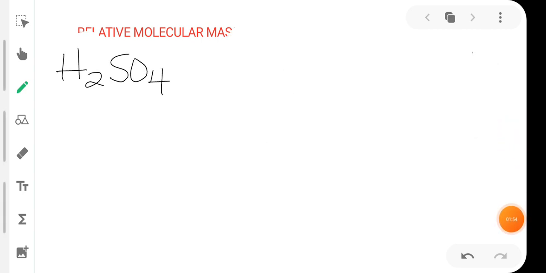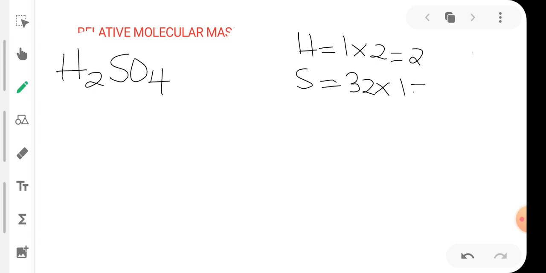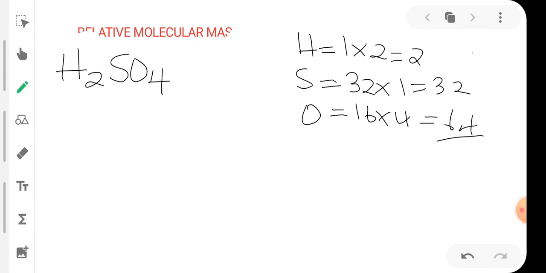What of sulfuric acid? Hydrogen on the periodic table is 1. How many are there? There are 2. So we're going to have 2. Then you have sulfur. Sulfur on the periodic table is 32. How many do we have? We have 1 times 32, so we have 32. Oxygen here on the periodic table is 16. How many are there? There are 4. They should give us 64 here. So when we add this 64 plus the 32 plus 2, we are having 98. So 98 is the relative molecular mass.